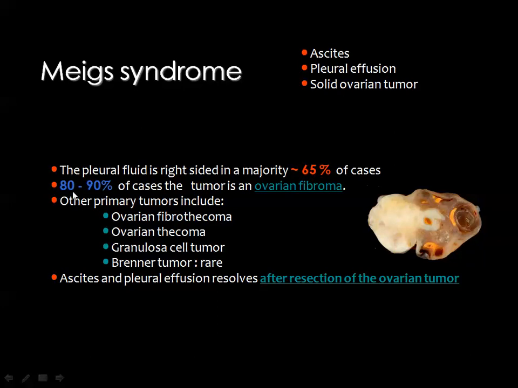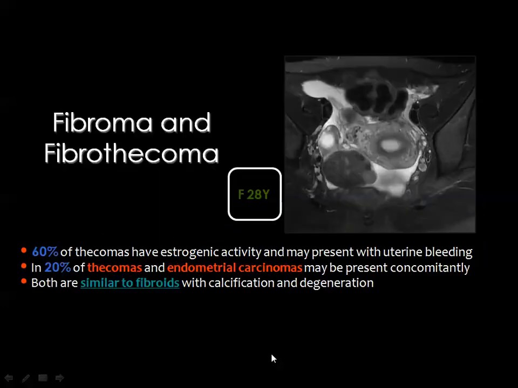80 to 90% of the masses are of the ovarian fibroma type, but other relatively rare lesions can occur. The pleural fluid is usually on the right side in the majority of cases, and being a fibrous tissue component, it will appear of dark signal on MRI images in T1 and T2 weighted images. This is the uterus, as you know, and this is the ovarian mass, which is of low signal in T2 weighted images.